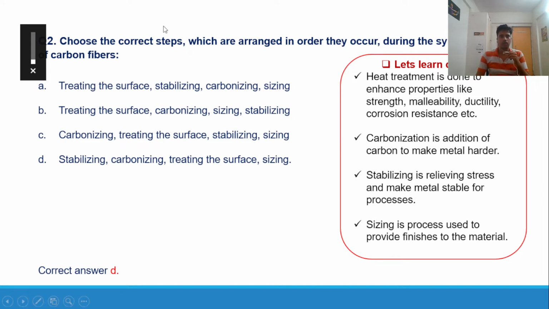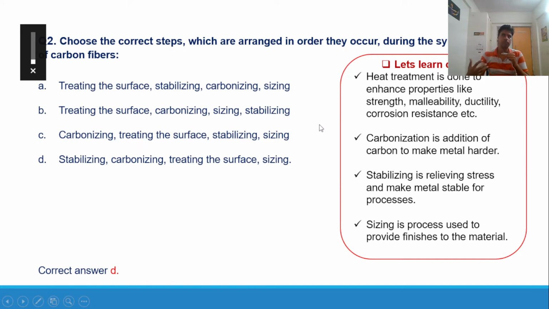Okay. So question number 2 is choose the correct steps which are arranged in order they occur during the synthesis of carbon fibers. You can see the options are basically treating the surface, stabilizing, carbonizing and sizing. So let's learn the concept. What are treating the surface, stabilizing, carbonizing and sizing? Treating the surface is basically heat treatment.